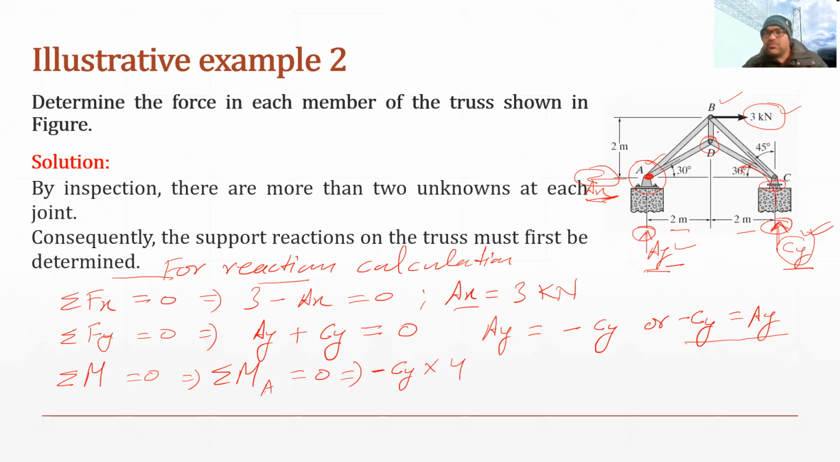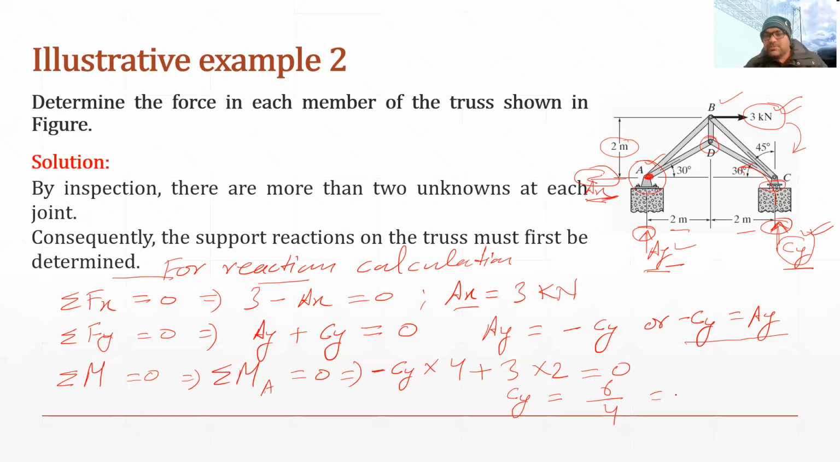Then moment due to this force about point A. So perpendicular distance of this force from point A, it will be 2 meter. So I will write here, and moment created by this force will be positive. So I'm writing here plus 3 multiplied by 2. There are no other force, so I will equate them with 0. Now with this, we can, I think, find out the value of Cy as 3 into 2, 6 by 4.